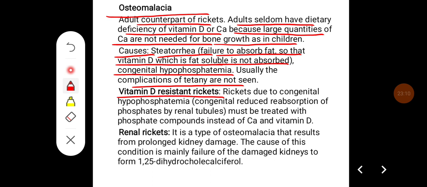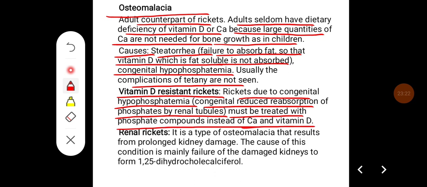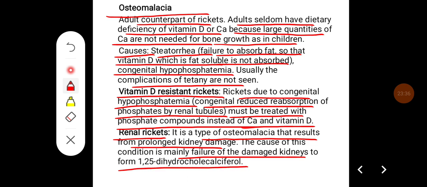Vitamin D resistant rickets due to congenital hypophosphatemia, that is congenital reduced reabsorption of phosphates by renal tubules, must be treated with phosphate compounds instead of calcium and vitamin D. Renal rickets is a type of osteomalacia that results from prolonged kidney damage. The cause of this condition is mainly failure of the damaged kidneys to form 1,25-dihydroxycholecalciferol.